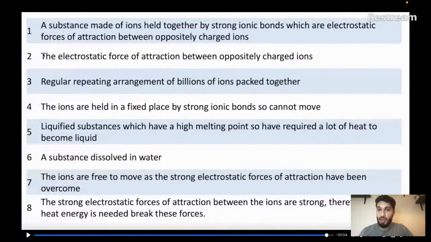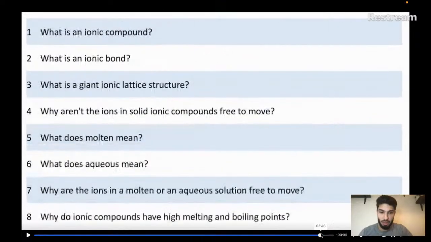So question 2, this is a 2-mark question. An ionic bond is the electrostatic force of attraction between oppositely charged ions. You would get 1 mark for saying electrostatic force of attraction. You would get another mark for saying between oppositely charged ions. So remember that definition. For all those doing A-level chemistry in year 12, this is the same definition even for A-level chemistry.